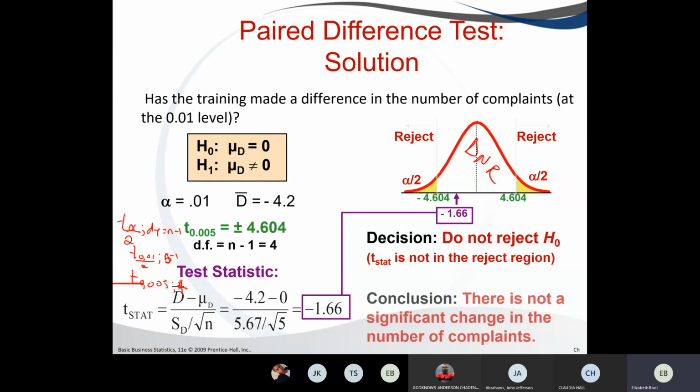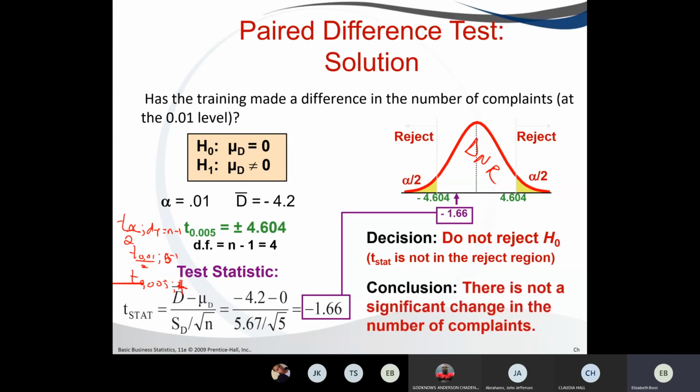And in conclusion, we can say there is not sufficient change in the number of complaints that we have received, because if we rejected, the null hypothesis said there was a difference in the number of calls received prior to receiving training and after receiving training. And that's how you do the test statistic. Any questions?